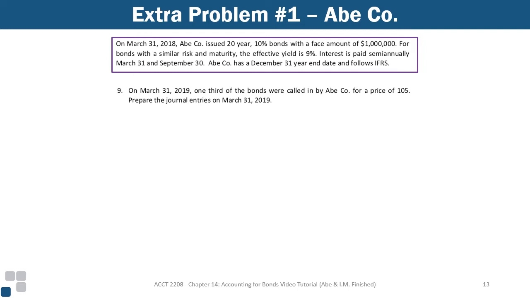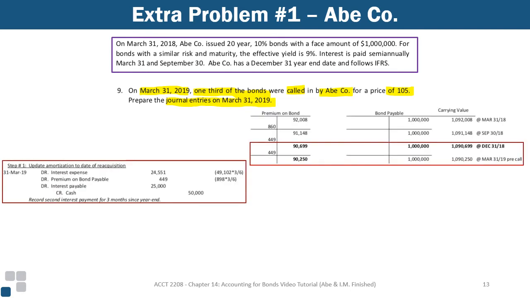Okay, so now on March 31st, 2019, 1/3 of the bonds were called by APCO at a price of 105, and we have to prepare the journal entries on March 31st, 2019. So let's go ahead and do that.